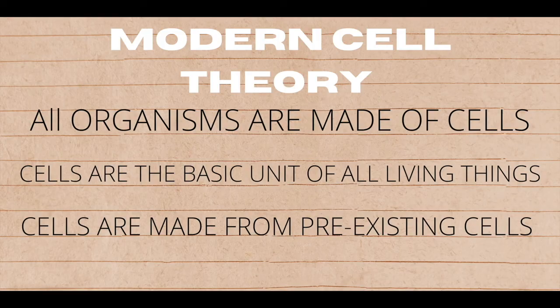So it comes in 3 parts. The first is that all organisms are made of cells. The second is that cells are the basic unit of all living things. And the third is that cells are made from pre-existing cells.